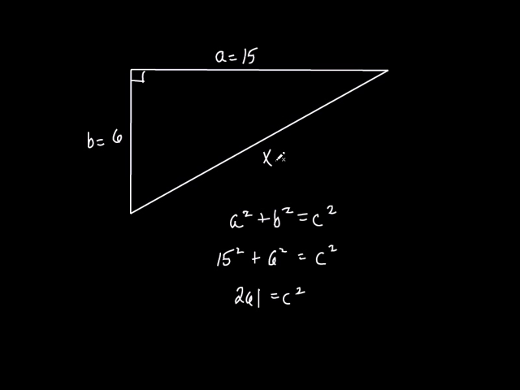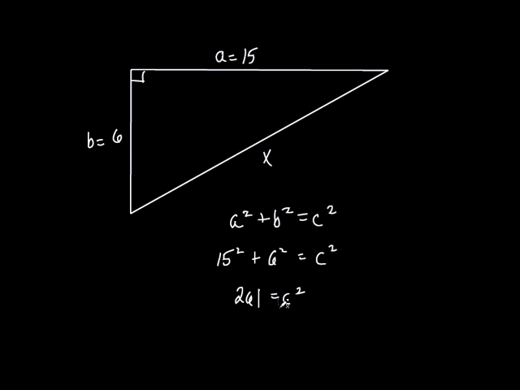I've had students do this all the time, and they'll just write 261. But look, if you have a triangle and this is only 6 and this is 15, is there any way that this is going to be 261? No, of course not. So make sure you solve for C and not C squared.